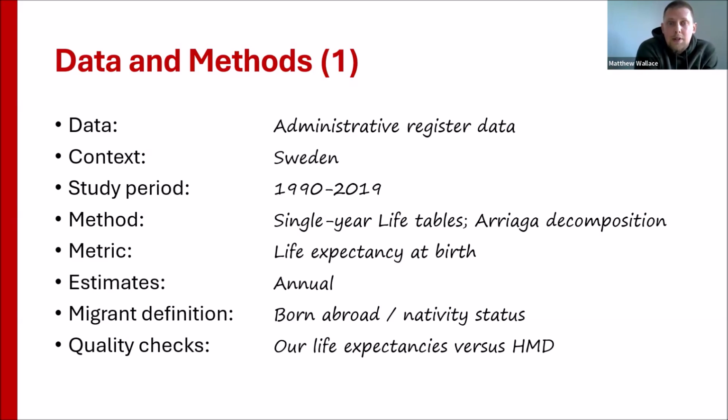We produce annual estimates, and our migrant definition is being born abroad, nativity status. We do some decomposition by broad origin regions, but fundamentally, if you were not born in Sweden, we consider you to be an international migrant. We always, as ever, do our quality checks, and we compared our total life expectancies to the Human Mortality Database and information from Statistics Sweden. Most of the time, we are completely bang on to 2 decimal places with our life expectancy estimates, which we should be if we're worth our salt.